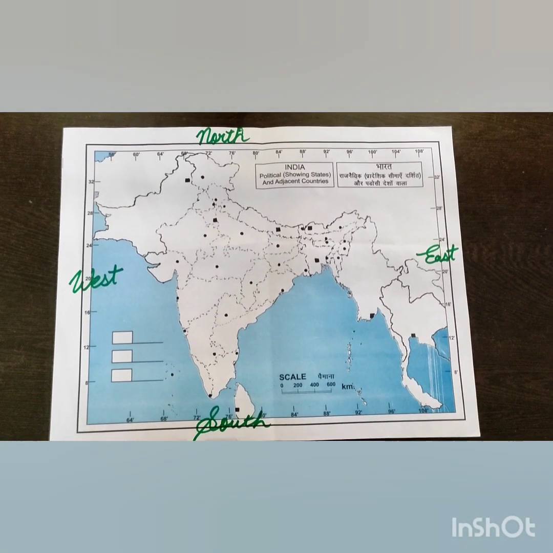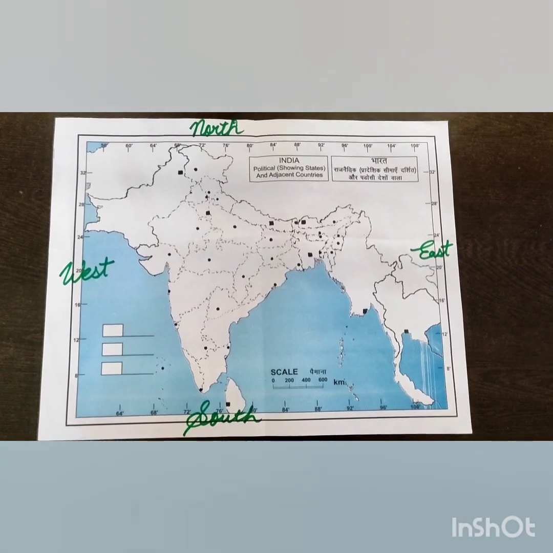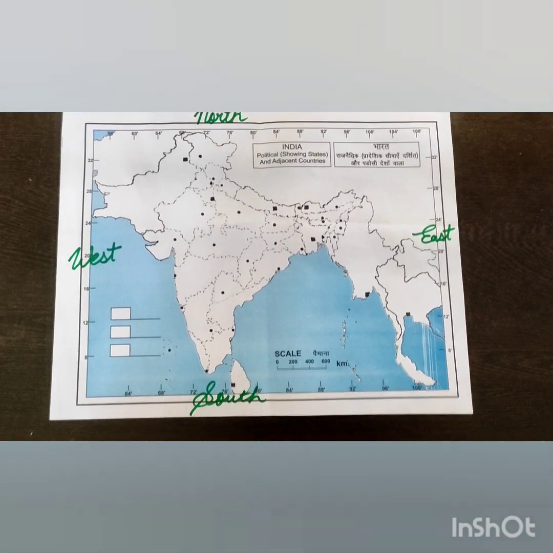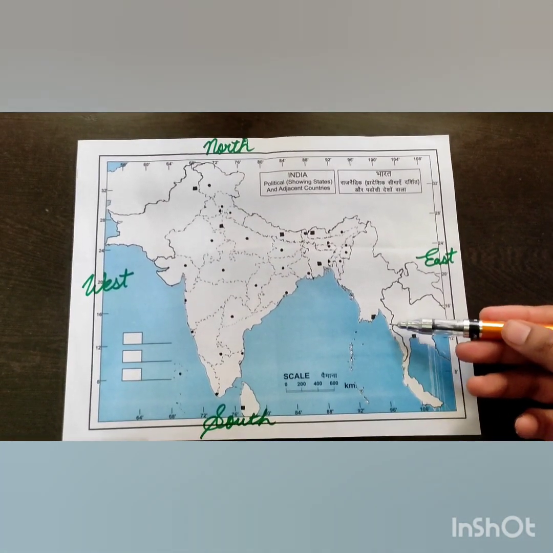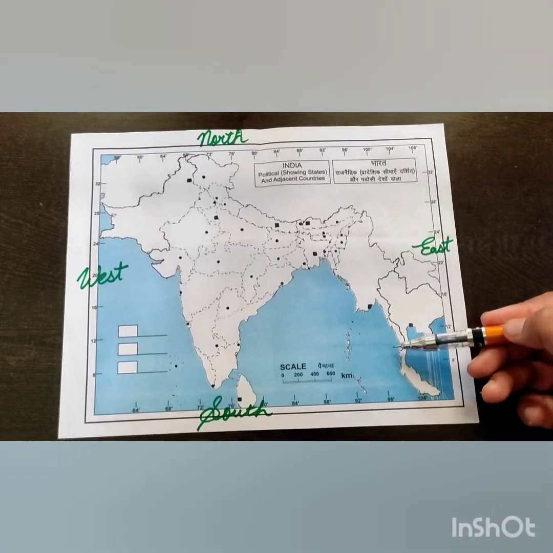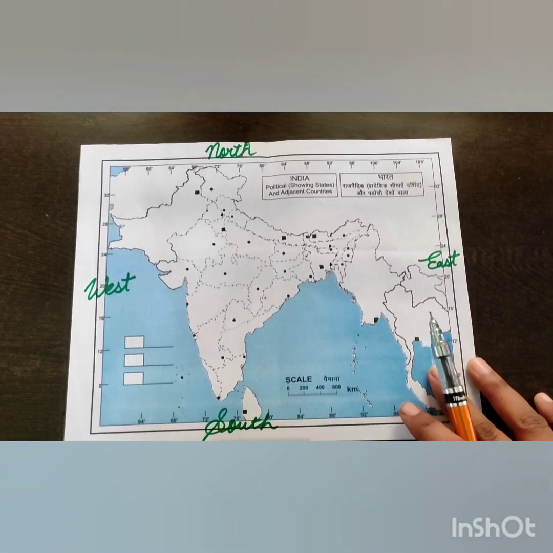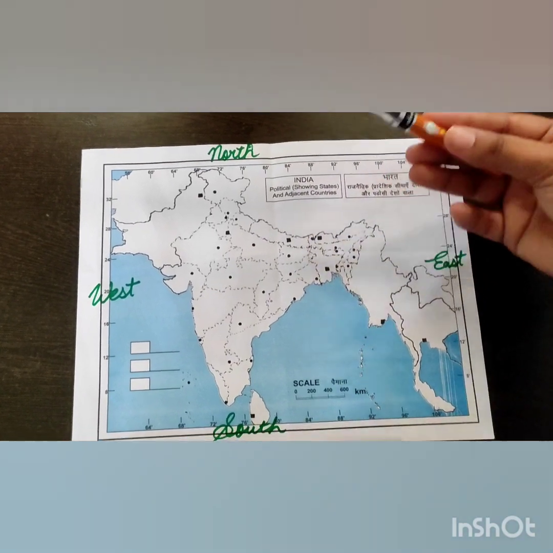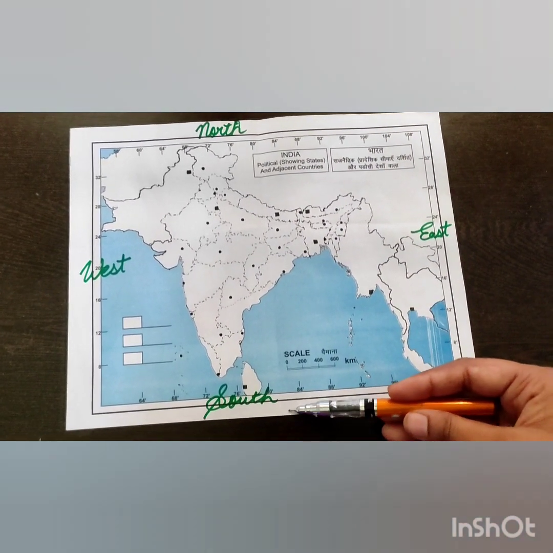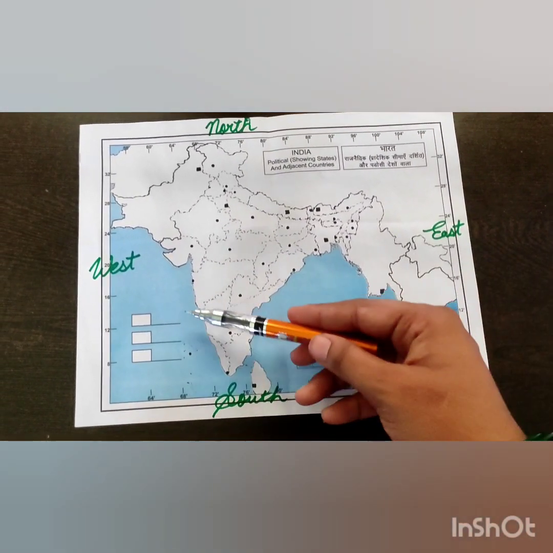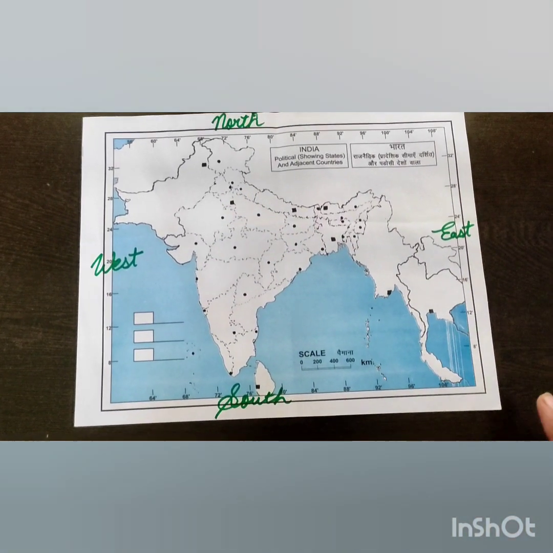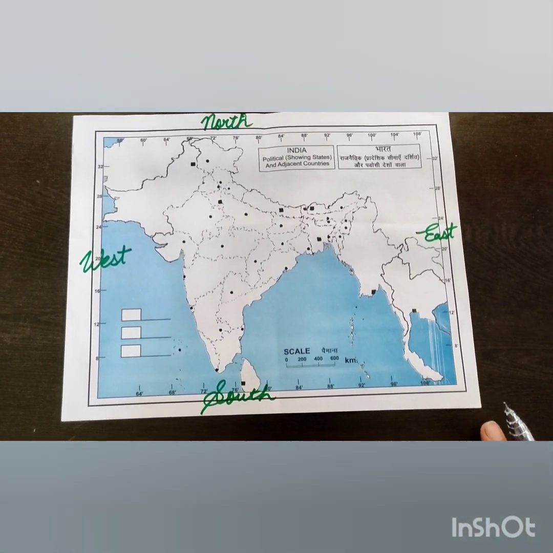Okay dear students, the 4 major directions which we have learned, I am going to show you on the map. This is the map of India, political map of India. So on the map, always remember at the top is north, this is south, east and west. These are the 4 major directions which I am showing you on the map.